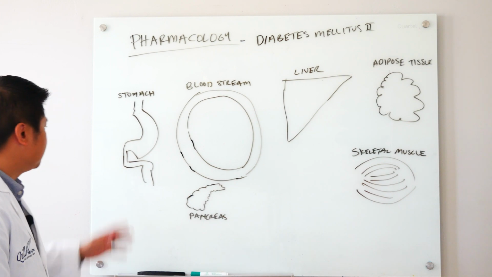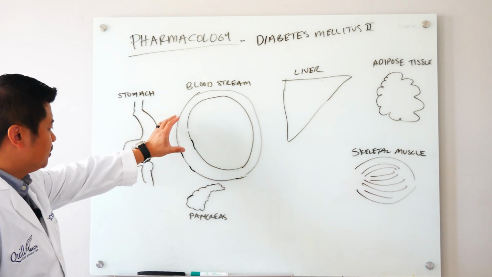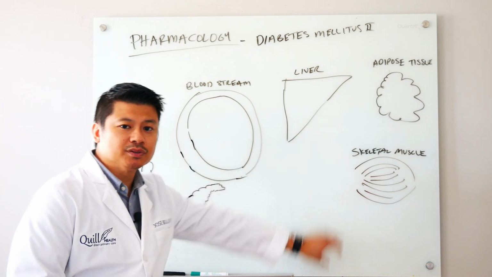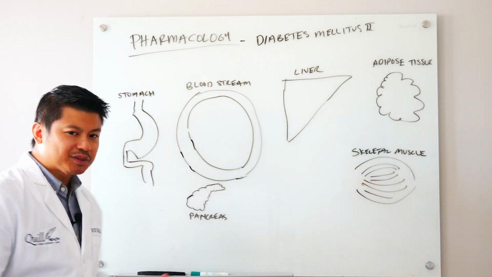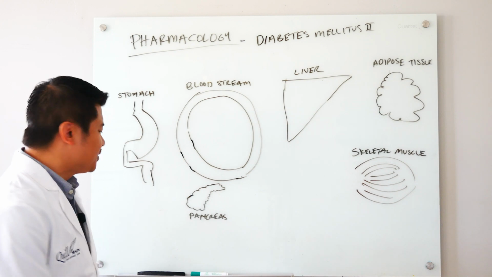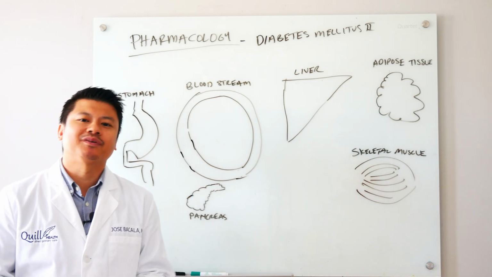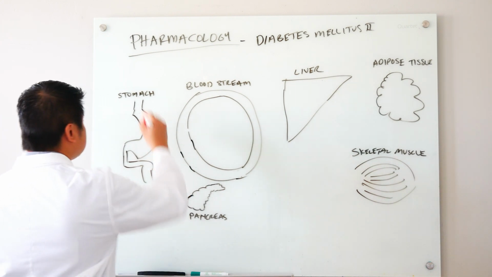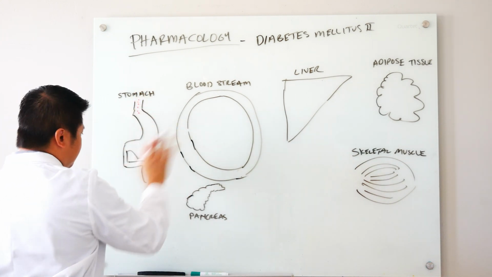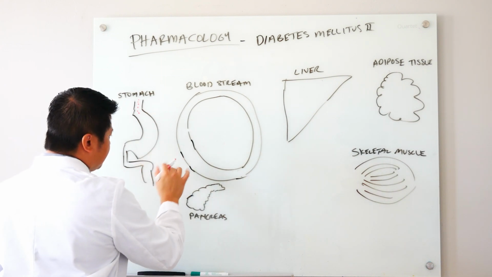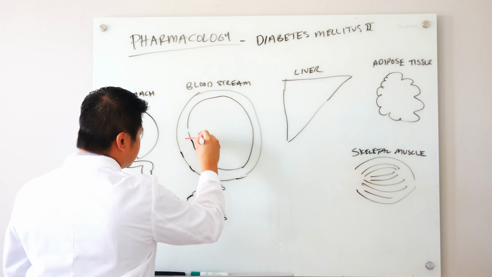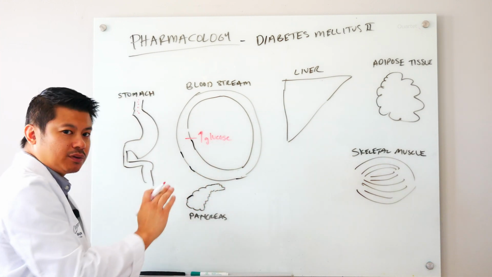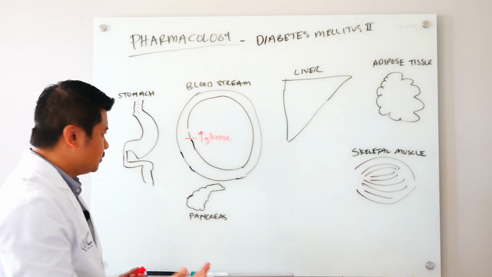So basically, this is the stomach, this is the bloodstream, the pancreas, the liver, adipose tissue, and skeletal muscle. I'm not the best drawer, but I tried my best here. So let's talk about what happens in a normal situation. When we eat, food goes into our stomach, it's broken down, and in the bloodstream, glucose increases after a meal.